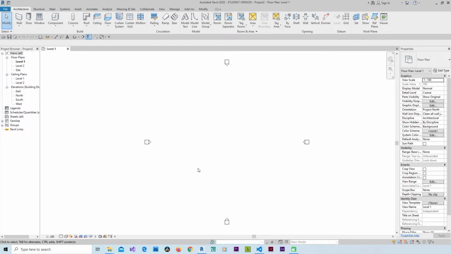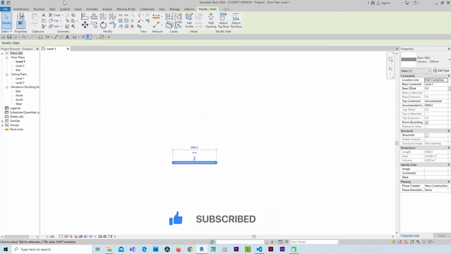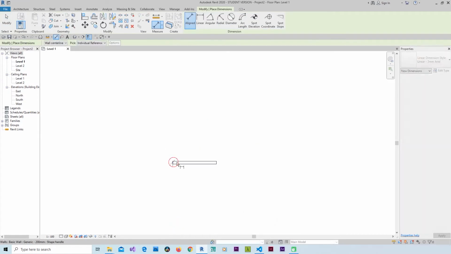Now we will start with project units. The first thing we will do at our project units: if we start with a wall and draw it, its length will be in millimeters, like this.